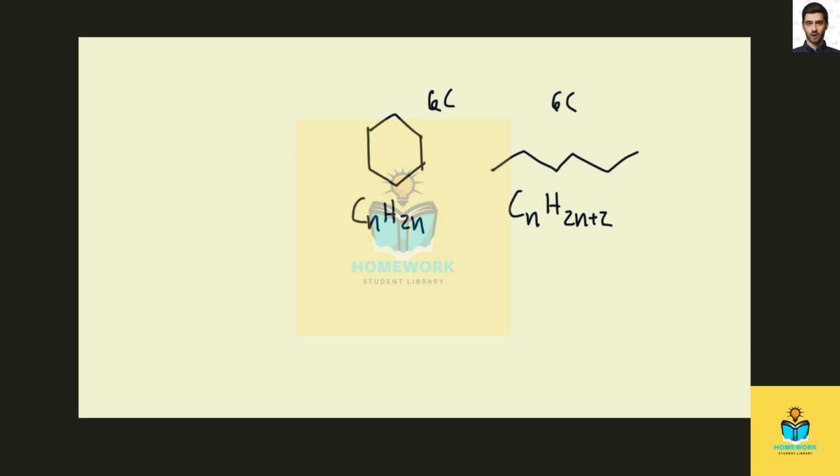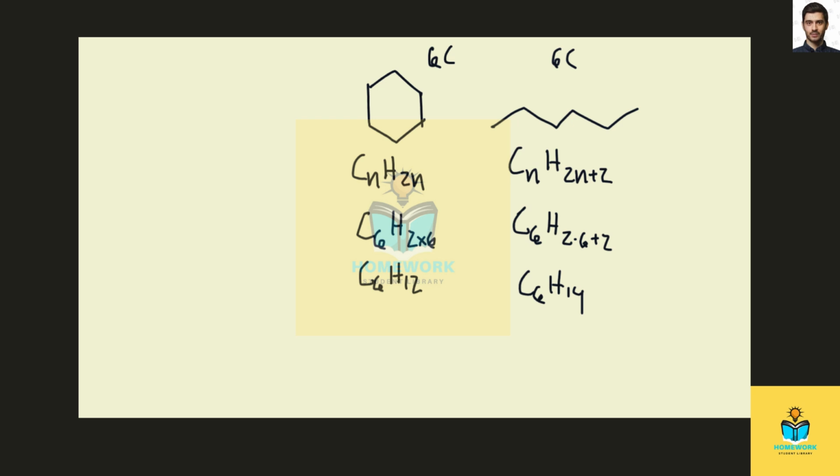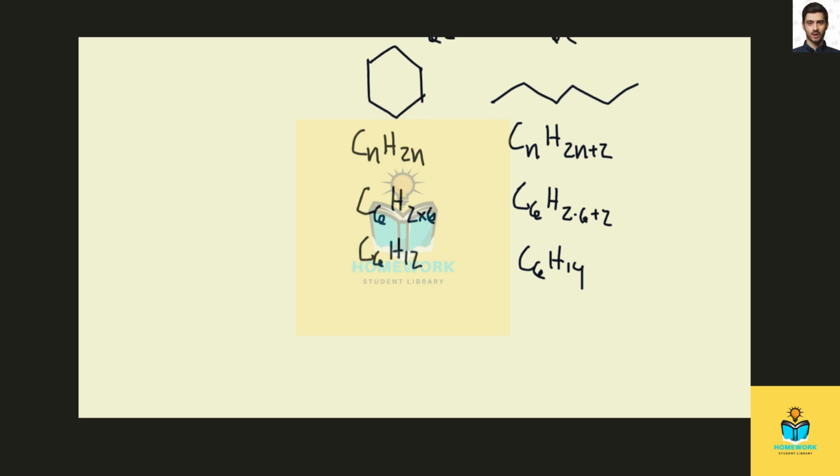Right, so I can predict pretty much right away that the formula for the 6 carbon ring is going to be C6H 2 times 6, or C6H12, whereas for the chain, I'll have C6H 2 times 6 plus 2, or C6H14. So at a glance, I can tell that these would not be isomers of each other because they contain different numbers of hydrogens. The same is true, losing 2 hydrogens for a ring for double bonds.